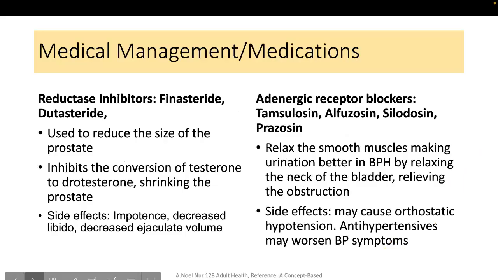So, medical management. I want you to be familiar with 2 different classifications for this particular disorder. Make sure that you are aware of the reductase inhibitors such as finasteride and dutasteride, and the adrenergic receptor blockers such as tamsulosin. Going back to the reductase inhibitors, these medications help to reduce the size of the prostate. A huge side effect of those are impotence, decreased libido, and decreased ejaculate volume.